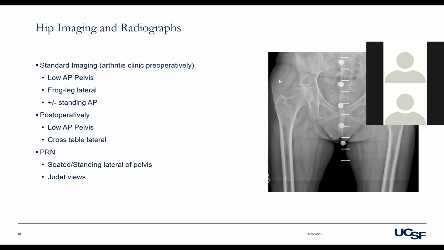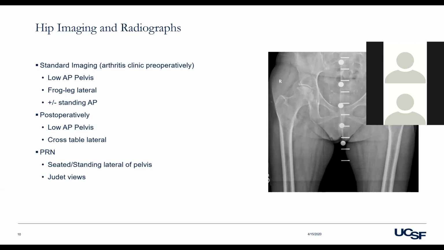A low AP pelvis should be centered at the hip joint. This one's actually a little low for a low AP pelvis, but a low AP pelvis should be centered at the hip joint, whereas with an AP pelvis you're just trying to get the whole pelvis in the film. Usually people get a frog lateral, plus or minus a standing AP, for standard imaging. Post-op is when we start getting more of the cross-table laterals. And then PRN, Judet views or pelvic spine views, depending on what we're trying to get.